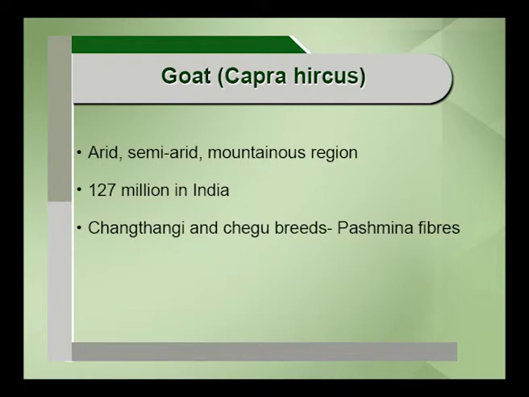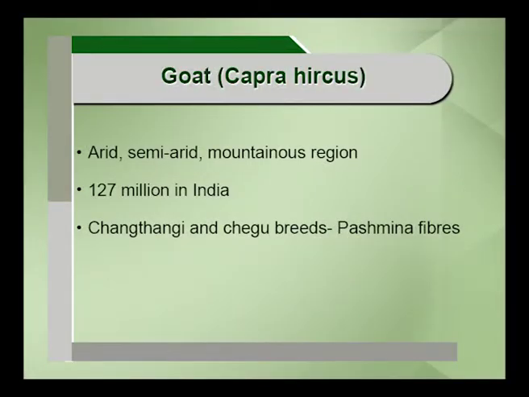Other products of a goat are fiber, skin, and draught power. The goat is used as draught power in the highlands, and I told you many times that it's very, very essential, because it provides livelihood security for poor farmers. And the very important breeds of goat are Changthangi and Chegu. It provides pashmina fibers. It's a very, very important goat breed.